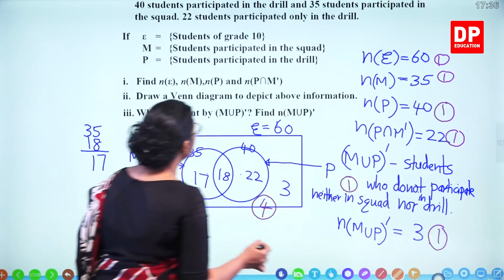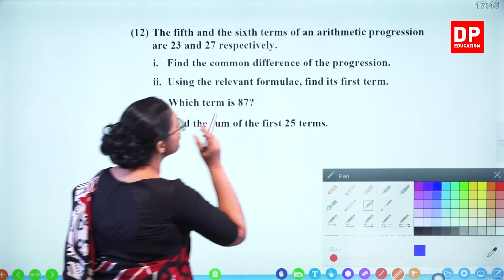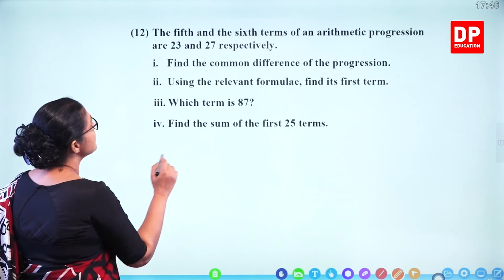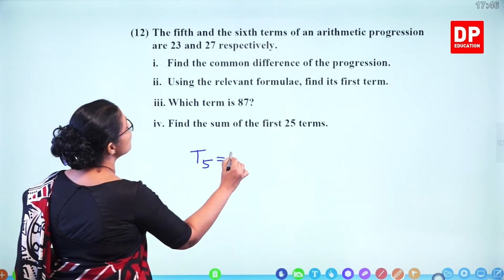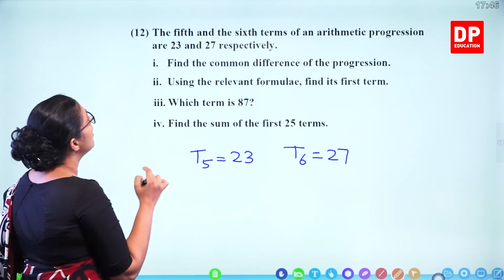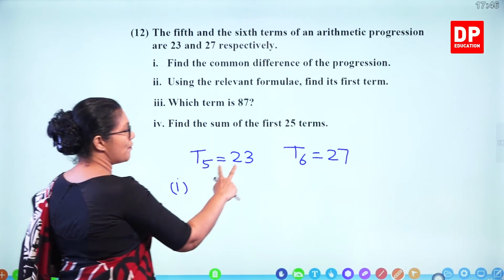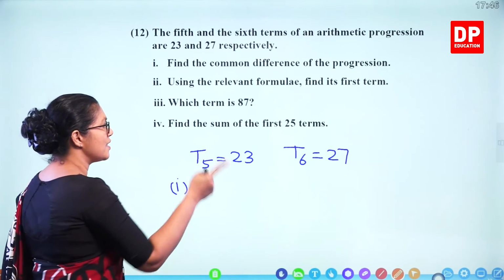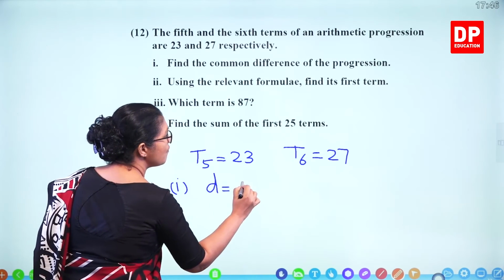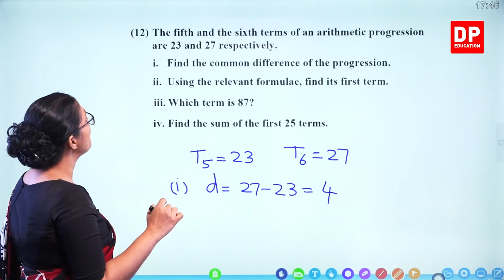Now we'll do the last question, question number 12. The 5th and the 6th terms of an arithmetic progression are 23 and 27. So T5 is 23, T6 is 27. Find the common difference. So easily you can do that. This is 5th and 6th, 2 consecutive terms, so you can subtract and find the difference. That's 4. Common difference is 4.